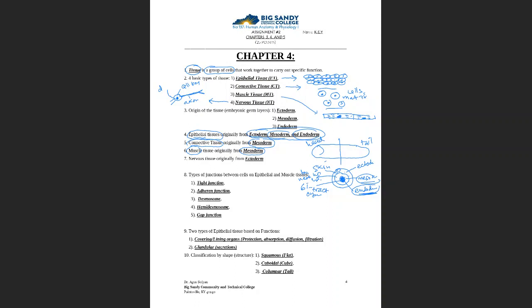Now, how about nervous tissue? This is a little bit tricky because it is say endoderm. But remember, your brain and spinal cord is actually between intestine and the skin.